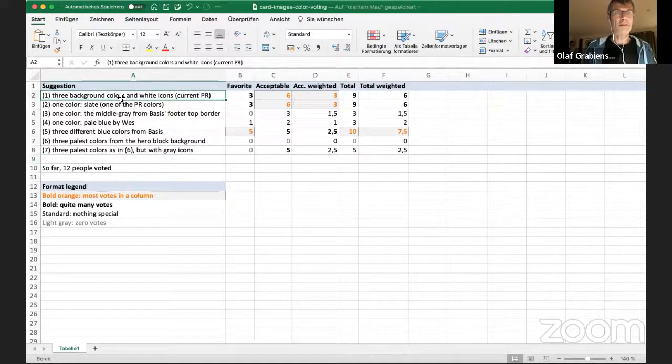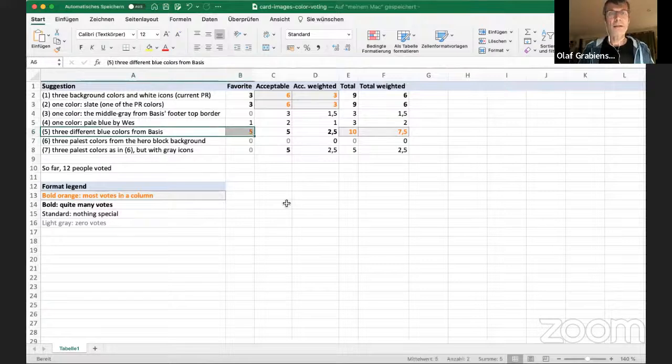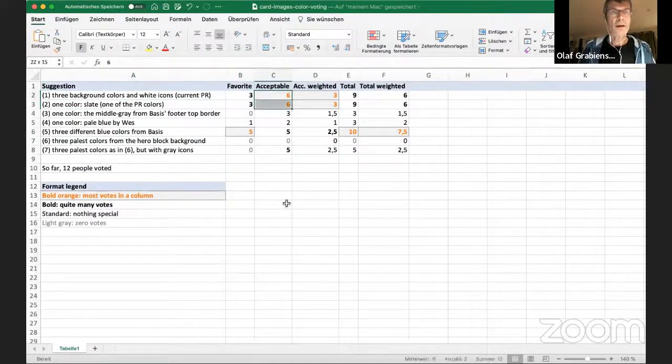So it's really quick and dirty. Here are the 7 suggestions, of which we have screenshots. You can look at them in the issue queue. I have marked the highest votes of each column in bold orange. For example, the 3 different colors from Bartik got the most favorite votes, but two other suggestions got the most votes as acceptable suggestions.